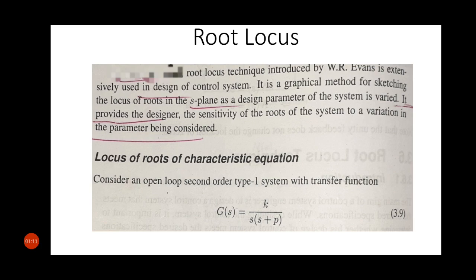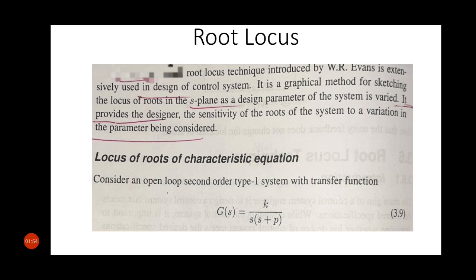This can be found by determining the roots of the characteristic equation. The characteristic equation is 1 plus G(s)H(s), as we have already known. So the stability can be found by determining the roots of the characteristic equation 1 plus G(s)H(s) equal to 0. For a higher order system, it is a laborious process, but by applying the Routh criterion to the characteristic equation, it is possible to determine whether the system is stable or unstable.